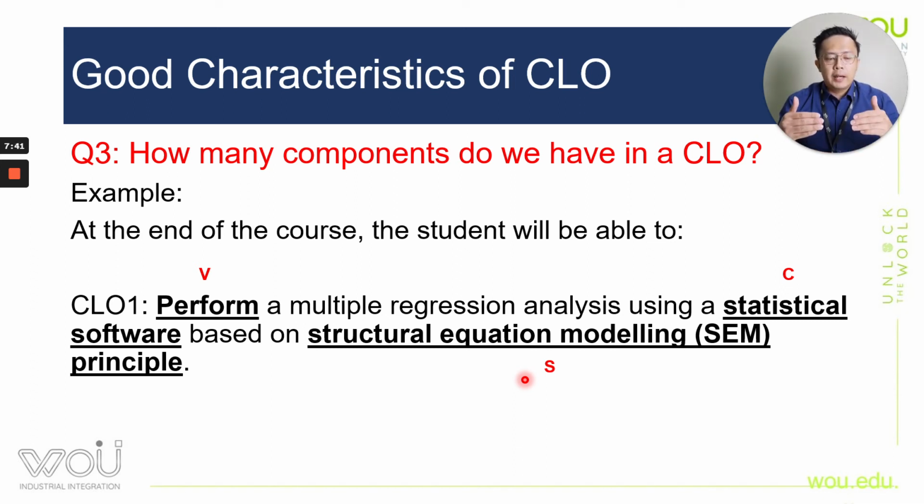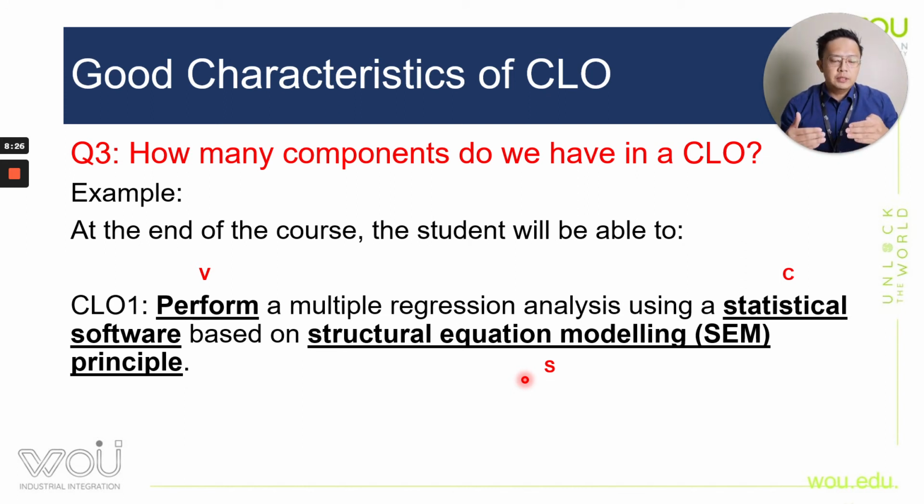So you can see that by looking at this CLO, I know that I want my students to be able to perform multiple regression analysis using a statistical software based on the structural equation modeling principle. So based on the standard that I have stated, I know that if the student uses SPSS or Excel, they might not be able to meet the standard because I want them to base on the structural equation modeling principle. In order to achieve that, they need to use a higher level of statistical software, such as Smart PLS or Amos or LISREL to perform the multiple regression analysis. So this is how we can differentiate the level of standard.